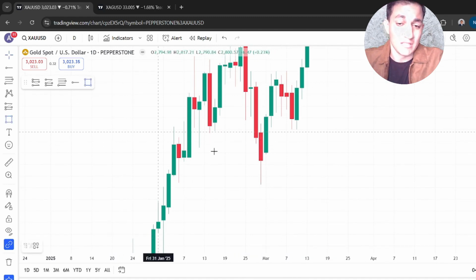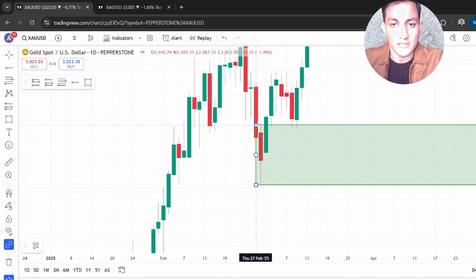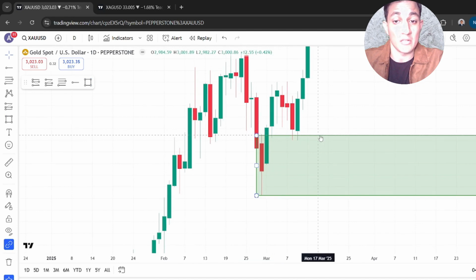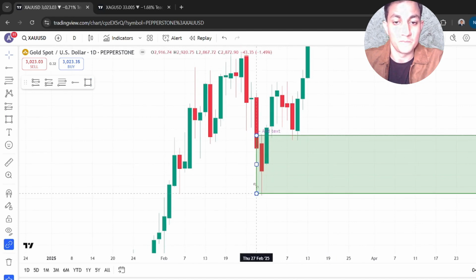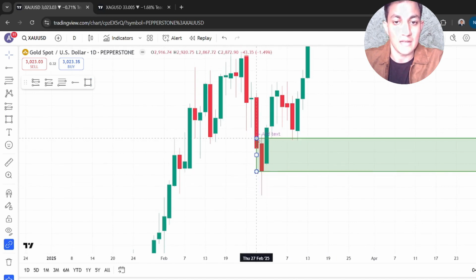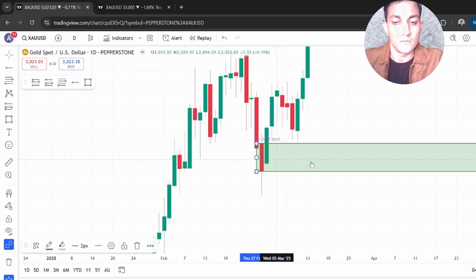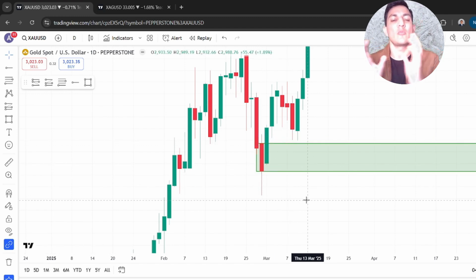So realistically, this whole thing is an order block, right? But this is something that's really, really important, right? The body of the order block, that is the most important part of the order block. It's almost like the meat of the move, right?